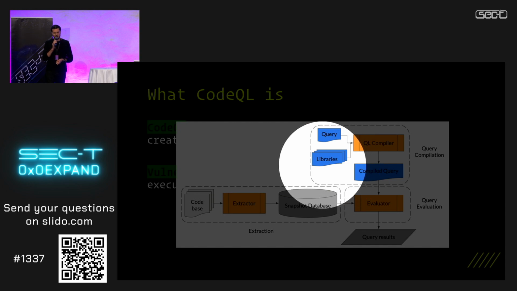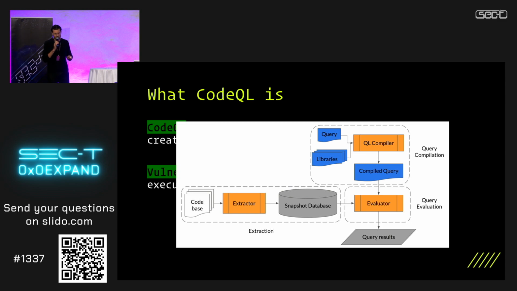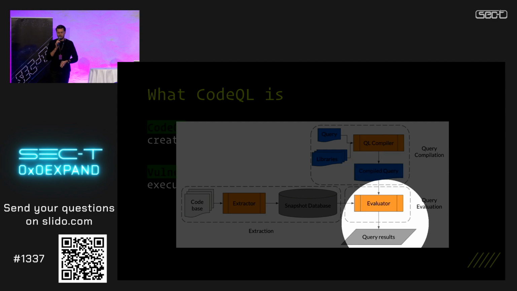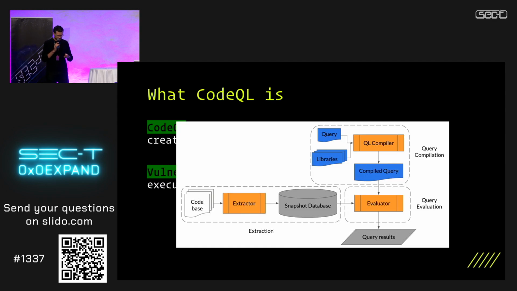CodeQL takes a standard library that is also written in the CodeQL language. It's a special object-oriented logical programming language that allows us to write queries and standard libraries that describe how the analysis works. So it can add abstractions for data flow analysis, call graph analysis, and control flow analysis, based on the information in the database, and execute your query by the CodeQL executor, and provide some results in the end.